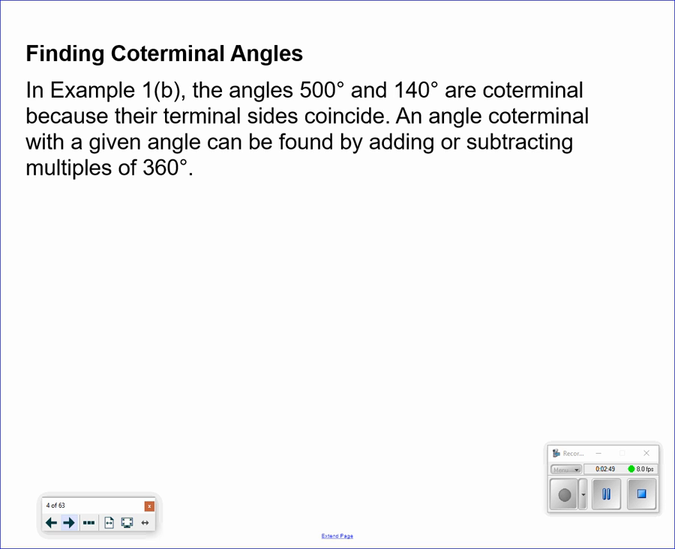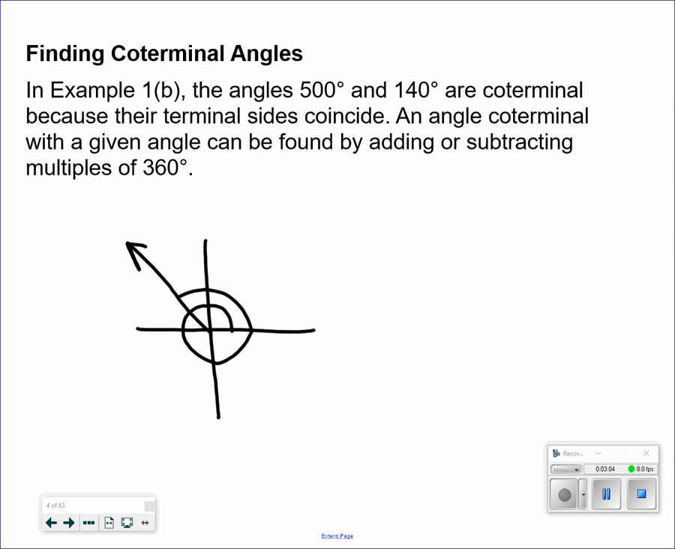Coterminal angles. An example: 500 and 140 are coterminal angles. I'm going to draw both of those just so you understand that. 500 we just did a few seconds ago: 90, 180, 270, 360, 450, and then 50 degrees past that. But if I drew 140, there's 90 and 50 degrees past that. So notice that these two have the exact same picture. They are coterminal because the terminal side coincides, meaning the exact same picture.